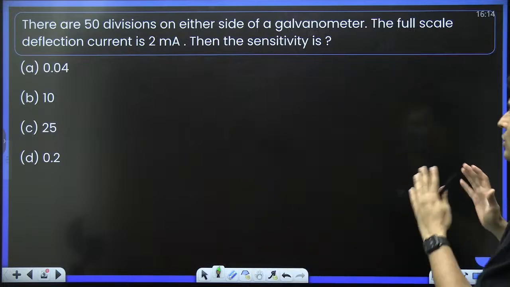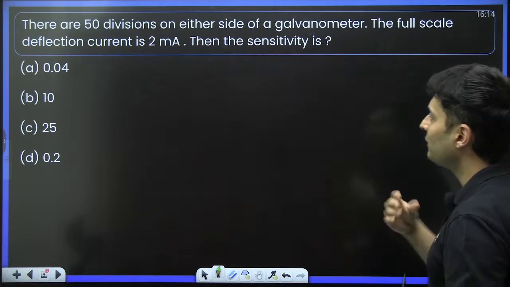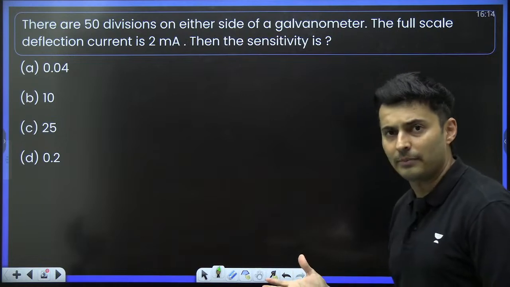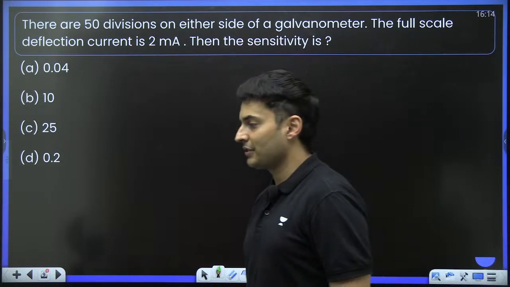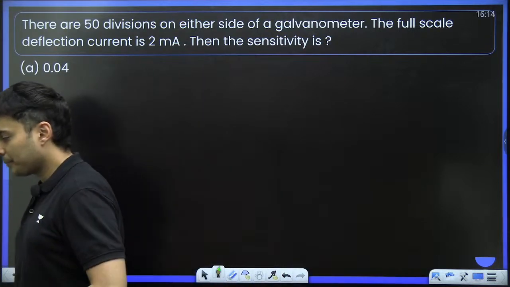There are 50 divisions on either side of the galvanometer. The full scale deflection current is 2 milliamperes. That's the maximum current which can go. Then the sensitivity is, come on my dear students, what do you think?